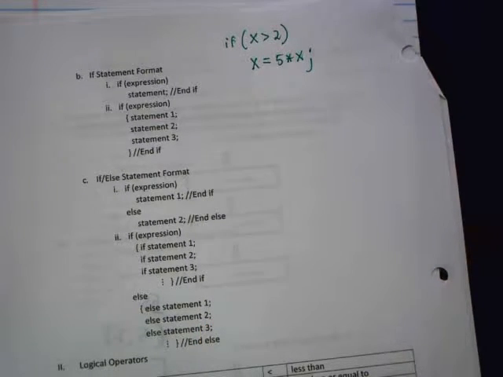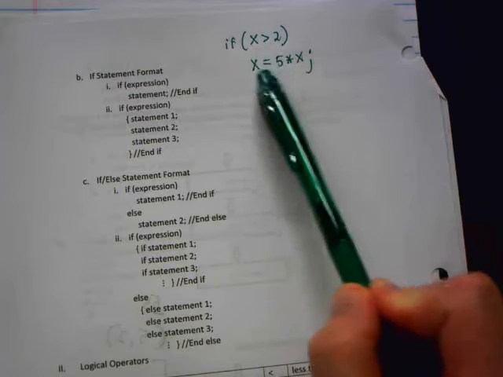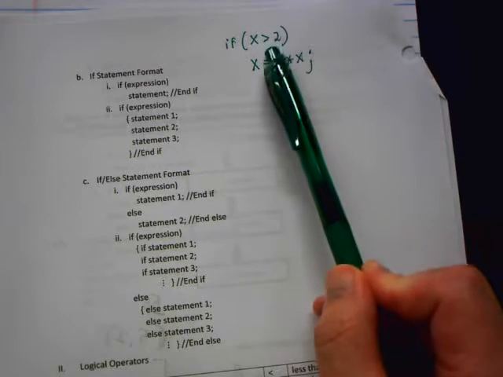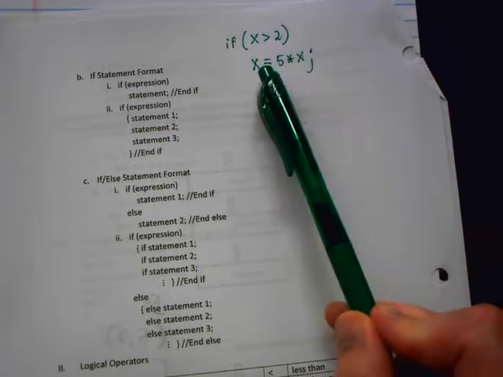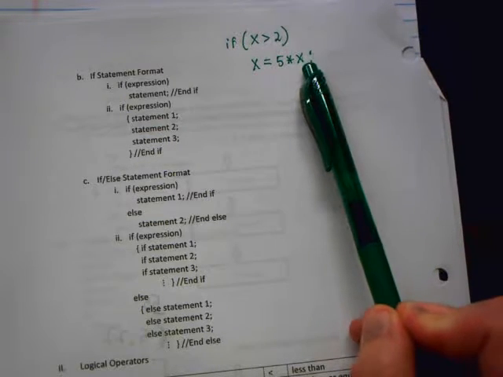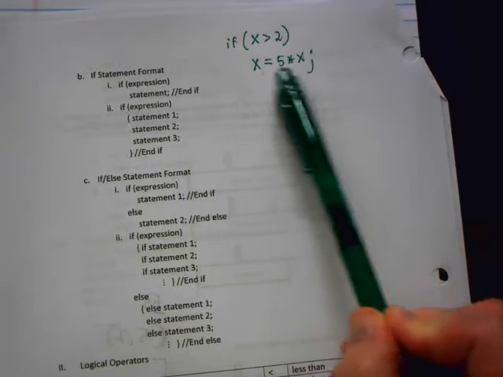Now, I've found in the past that statements like this really bother people who are new to computer programming. Because in math, we wouldn't normally do this. We wouldn't normally write x equals 5 times x in a math class. What's the computer going to do right here?